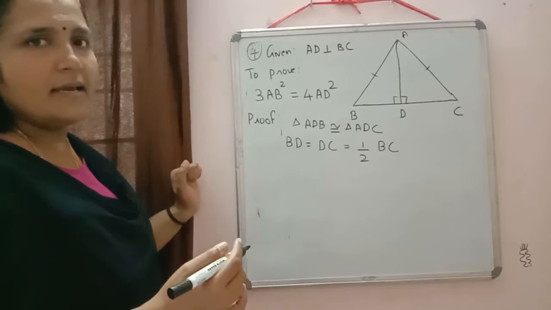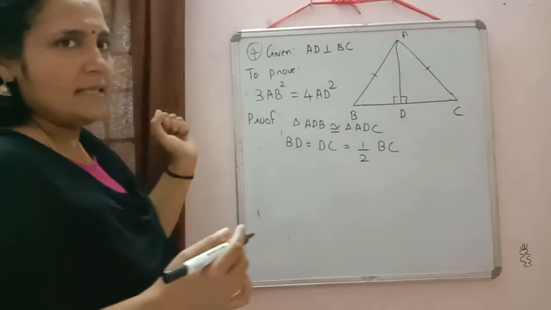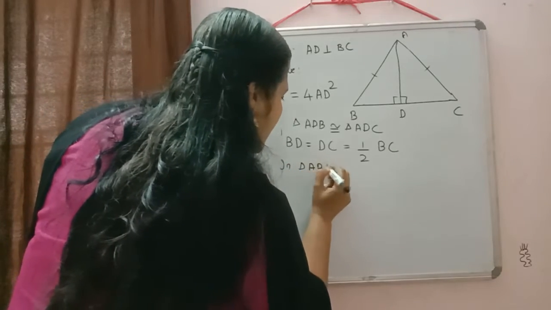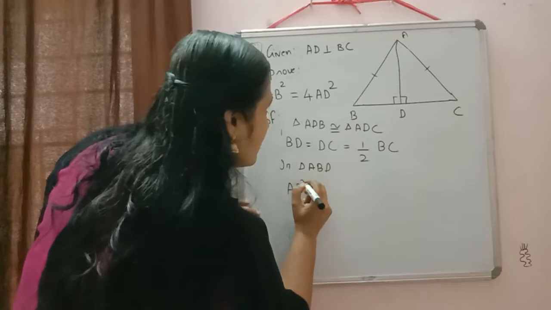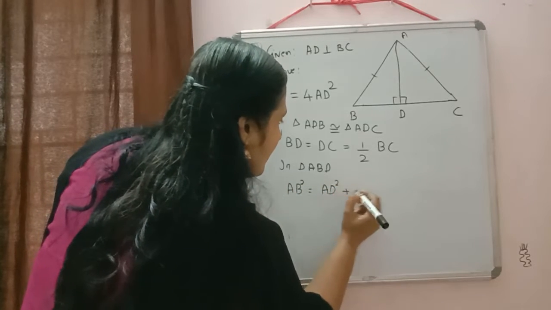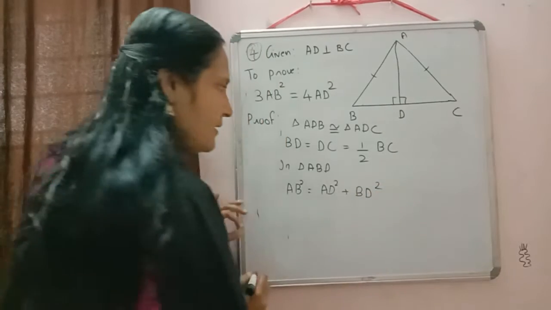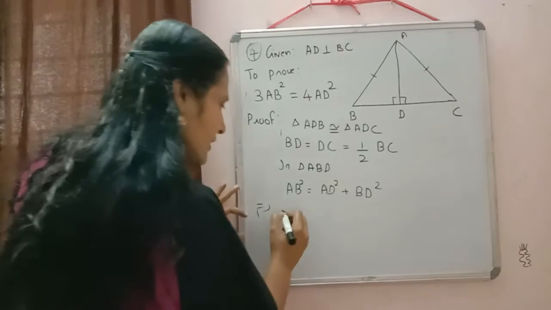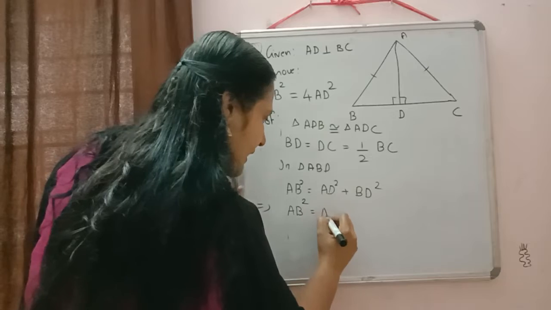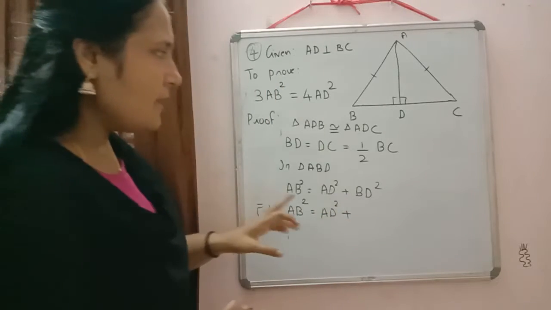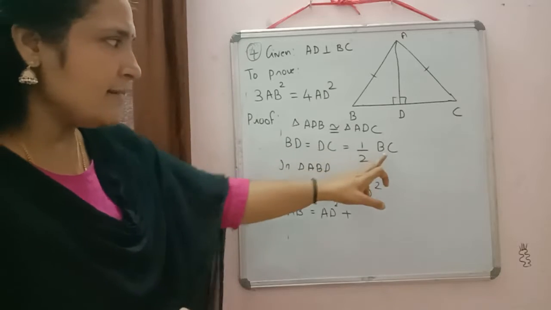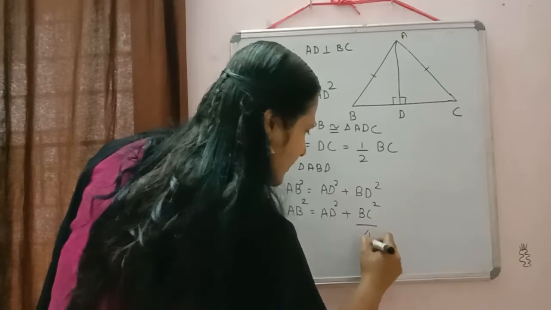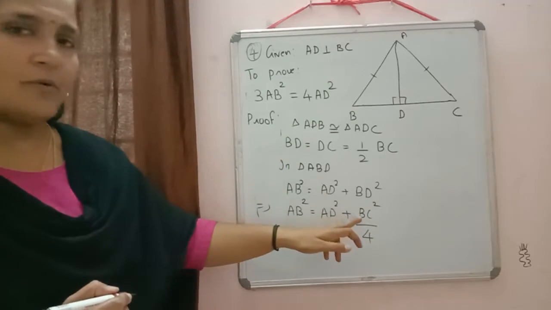Now we have a right triangle here. We are going to use Pythagoras theorem in the right triangle. So just write down there, in triangle ABD, we have AB square is equal to AD square plus BD square. Then in the proof we need AB and AD. No other sides we need there. So now we will check how we can rewrite BD. Yes, BD can be written as BC by 2. So BD square will come, it is equal to BC square by 4. But BC we don't want there.